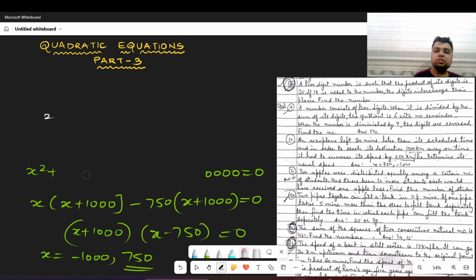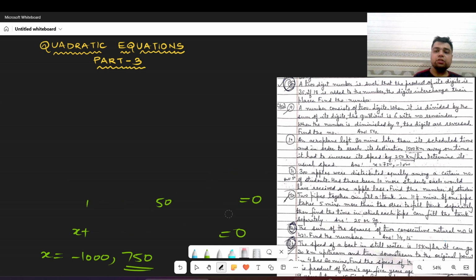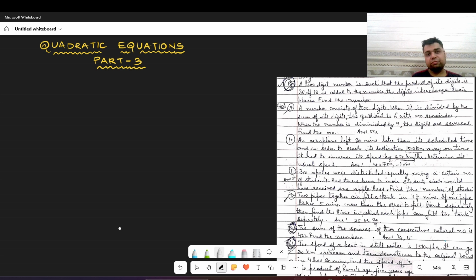In the next question, it is saying that 300 apples were distributed equally among a certain number of students. Had there been 10 more students, each would have received 1 apple less. Find the number of students. Okay, so there are x number of students. We are distributing 300 apples among them, and also if we have 10 students more, the number of apples they are getting each will be minus 1.